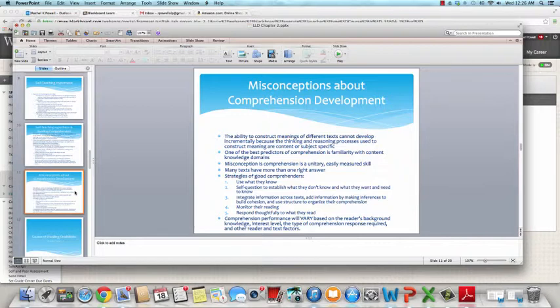the poor comprehenders. So comprehension performance will vary, in bold, capitalized, based on the reader's background knowledge, interest level, the type of comprehension response required, and other reader and text factors. You give me a text about a car and mechanics, and I will be a kindergarten level reader. I will not understand or comprehend any of that information. Economics, way beyond my comprehension level. Give me a text about linguistics and language, I'm at the highest level of comprehension because of my extensive background knowledge in it. So, and my interest level.